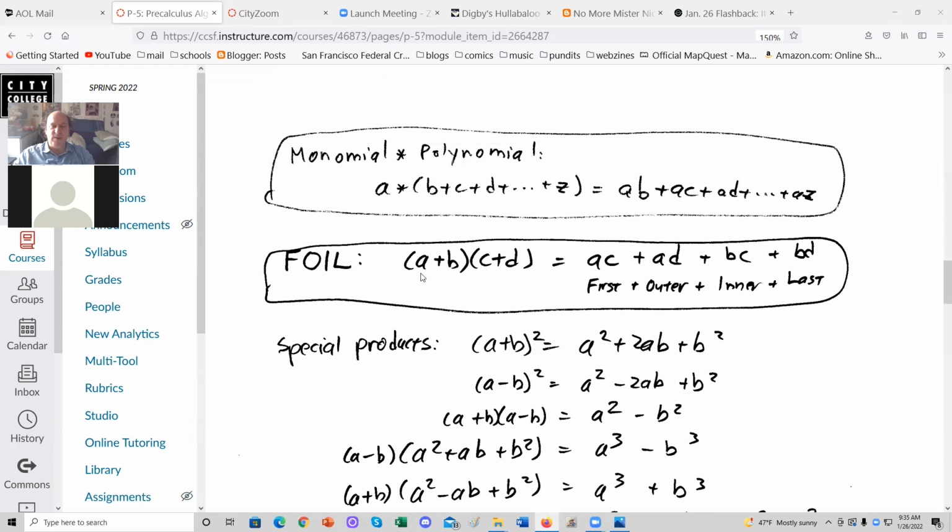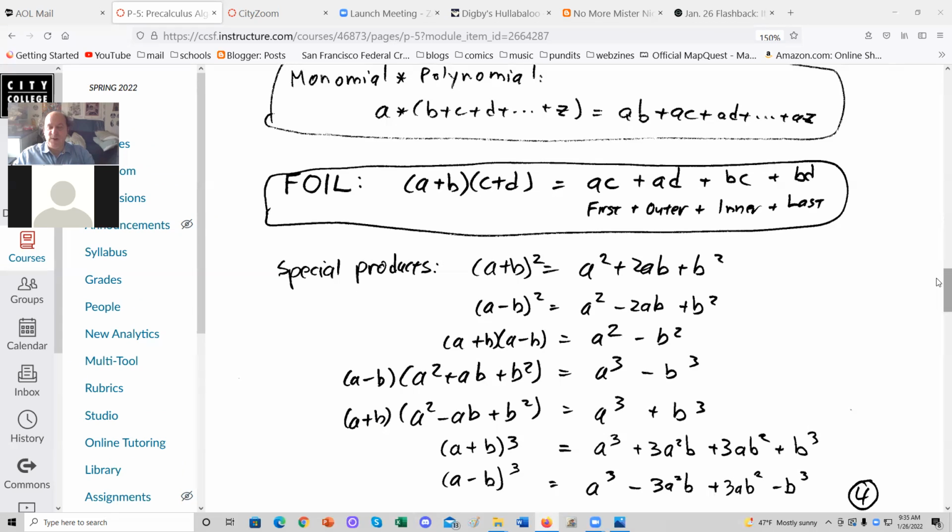More generally, we have distribution, A plus B times C plus D. You multiply by multiplying each term here times each term here. A times C plus A times D plus B times C plus B times D. We give it the name FOIL for first plus outer plus inner plus last.